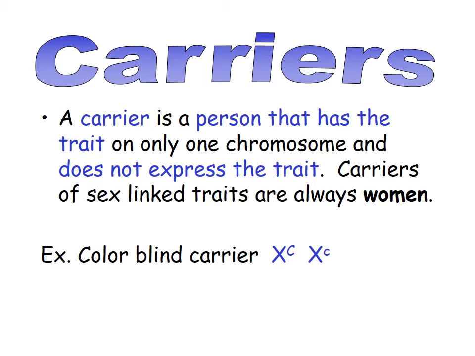Girls, you can see for colorblindness, could have a normal version, X big C at the top, and a recessive version, X little c at the top. However, as a male, I can only have 1 copy. So either I have colorblindness or I don't. I cannot carry colorblindness. So a carrier is a heterozygous individual for that trait, and only females can be carriers of sex-linked traits.